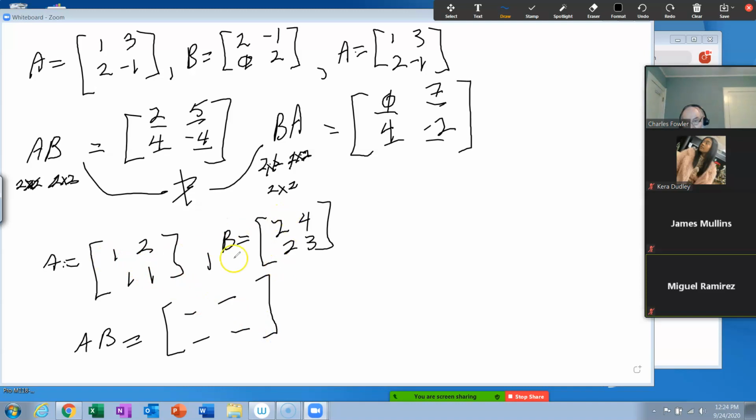Okay, first row, first column. 2 plus 4 is 6. First row, second column. 4 plus 6 is 10. That's a 10. It's an ugly 10. Second row, first column. 2 plus 2 is 4. I really high level math today. And second row, second column. 4 plus 3 is 7. Now we're going to do the same thing we did before. I'm sorry, I'm losing the voice completely here.